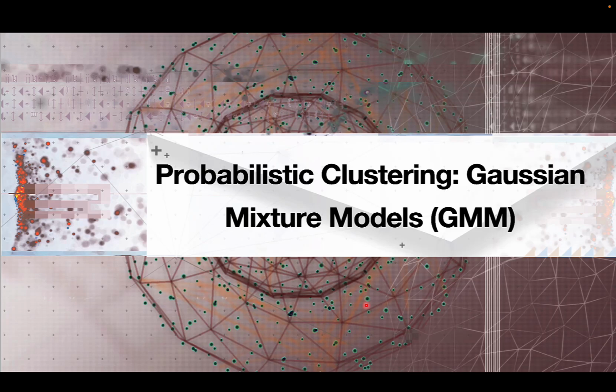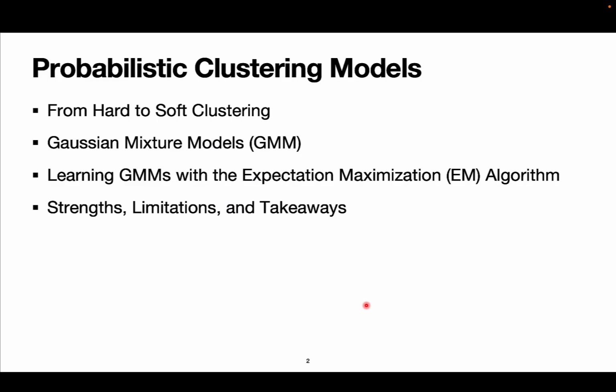In this lesson, we will discuss a probabilistic clustering model called the Gaussian Mixture Models, GMM. We will start by explaining the differences between soft clustering and hard clustering and why soft clustering is needed. Then we will discuss the Gaussian Mixture Models clustering, which involves the expectation-maximization algorithm. Finally, we wrap up with strengths, limitations, and takeaways.